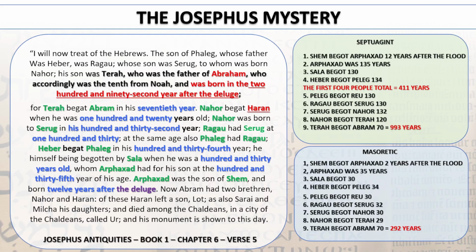So the only thing that I can think of, why would Josephus write Masoretic, one line that backs up the Masoretic, but then immediately quote Septuagint numbers that contradict him? To me, it tells me this is added. It's the only thing I can think of. This is the Josephus mystery. Thought I'd just share that with you.